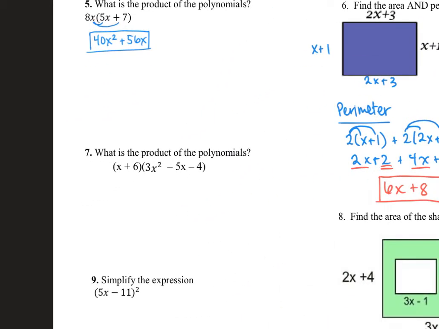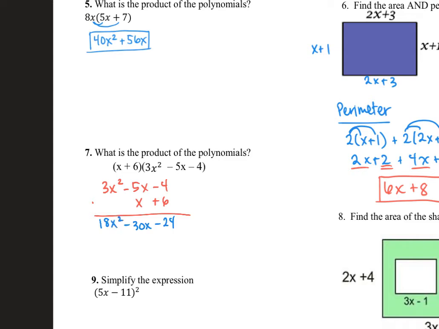All right, number 7, it says what is the product of the polynomial? So I'm going to do this one a different way. Instead of doing the box, I'm going to do the one where we stack it. And we're going to multiply. So 6 times negative 4 is negative 24. 6 times negative 5x is negative 30x. 6 times 3x is 18x squared.